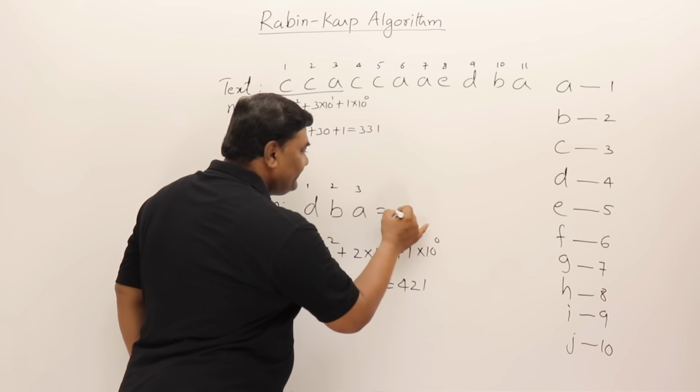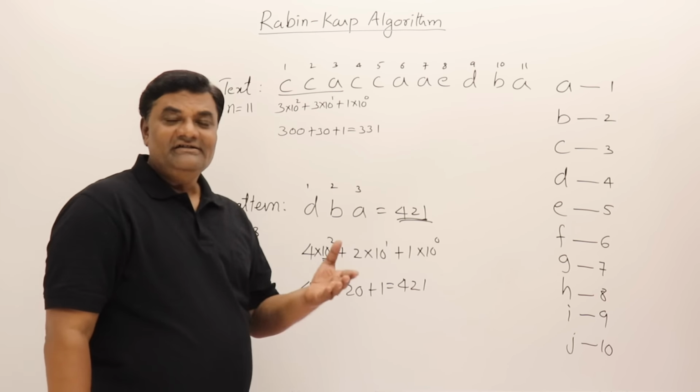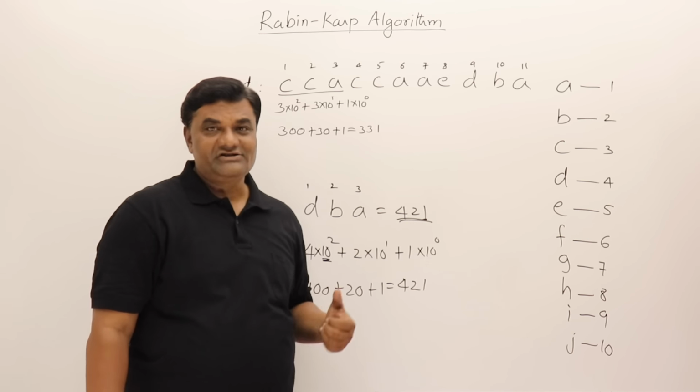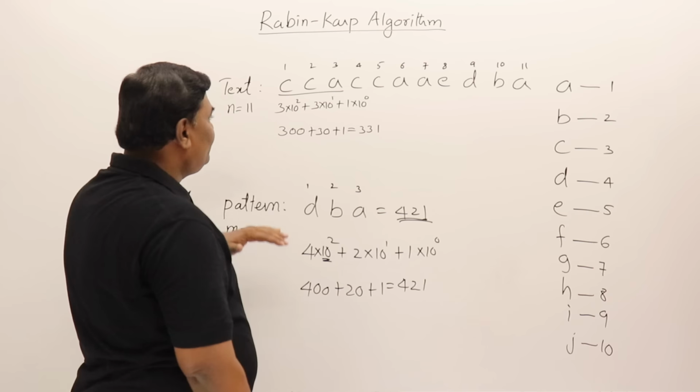Is it a match? No, it is not matching. The code that we got is 421. I'll write it down here. It's not matching. See, this is not a spurious hit because we have changed the hash function. So now it is not matching.